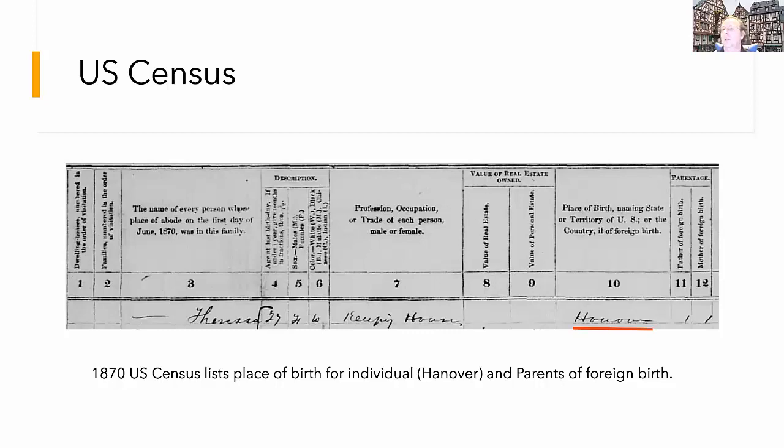Hanover's boundaries fluctuated fairly fluidly. So you're going to have to go back through and look at historic boundaries for Germany to figure out where Hanover may have been at the time when she was born. You also see that columns 11 and 12 are the father and the mother of foreign birth, and they've got the little tick marks there.